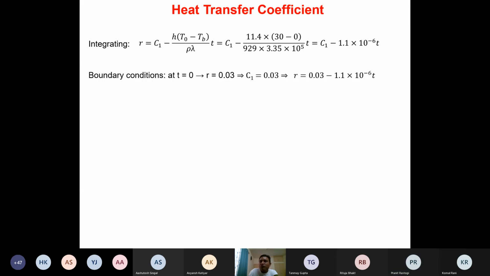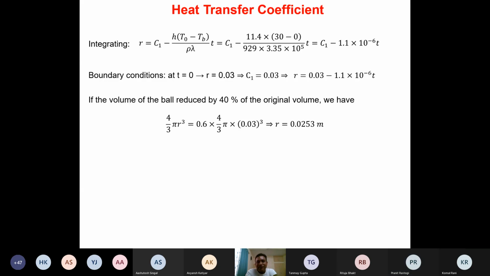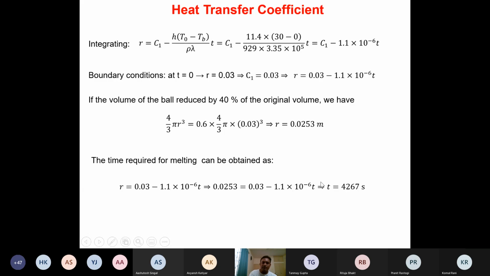So what we have to do is, first we have to find out the new radius. Remember, the volume of the ice ball is reduced by 40% of the original volume. So we have to find out the new radius, isn't it, when there will be a decrease of 40% in the volume. The new volume is represented as 4 by 3 pi r cube, and that new volume will be 60% of the original volume. So 0.6 into 4 by 3 pi into 0.03 cube. By solving this, we can find out the new radius. So the new radius comes out to be 0.0253. I can put this new radius in the original equation and find out the time. So time comes out around 4267.